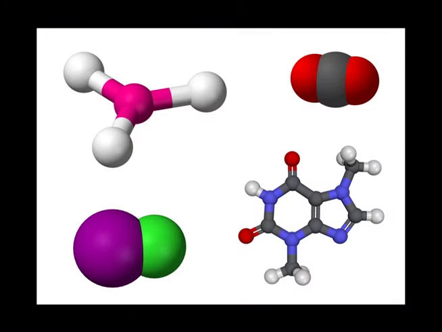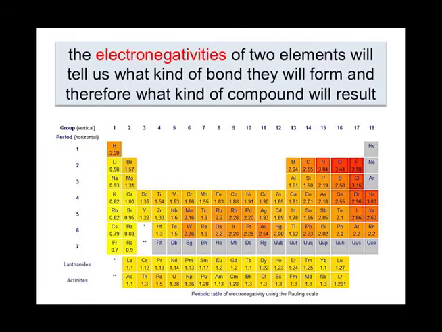Atoms of different elements come together to form compounds, but they do so in different ways that depend on the elements in question. And the way we can tell what kind of compounds they will make is by looking at the electronegativity chart. Two nonmetals from somewhere over here will tend to make covalent bonds with one another because they have similar electronegativities. That means they have similar capacities for holding on to their electrons.